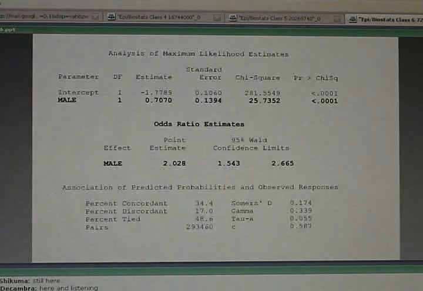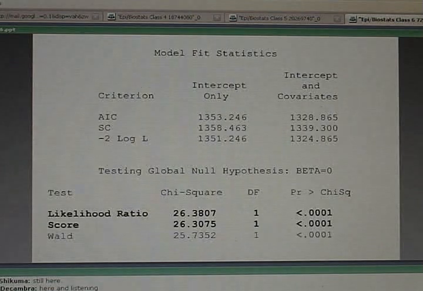Went too far. There it is again, at 26.3807. These two tests were exactly the same as those printed out for the 2x2 table. The p-values are exactly the same, less than 0.001, meaning that now you have another way of doing a test of significance for a 2x2 table.